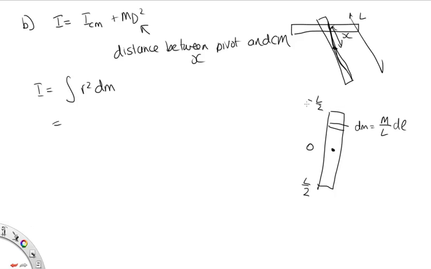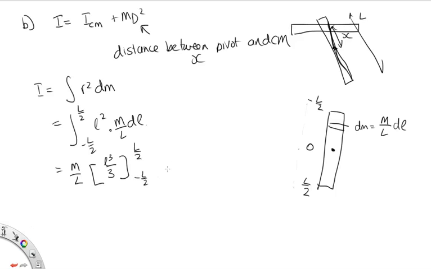To do that we're going to need to add up all the increments along the rod. So we've got from minus L on 2 to L on 2 of r squared, so that's L squared, L is the distance from the center of mass, times dm, which is m over L dl. Okay, so this is m over L out the front. Now when we integrate, we've got L squared dl, so that's L cubed on 3 from minus L on 2 to L on 2.